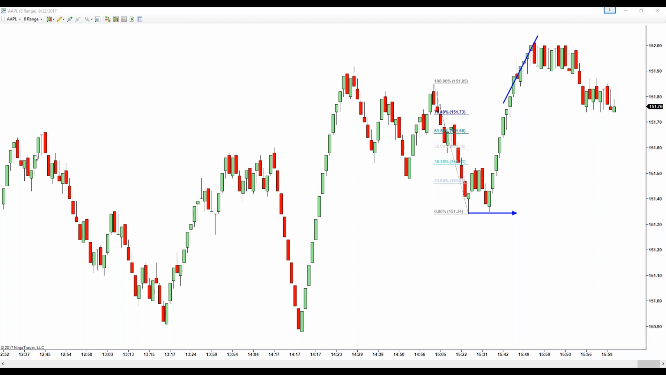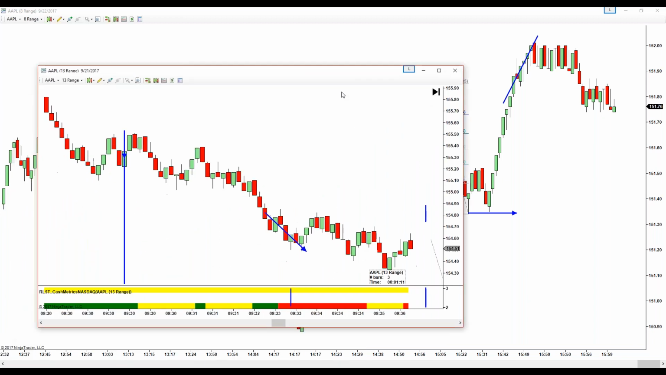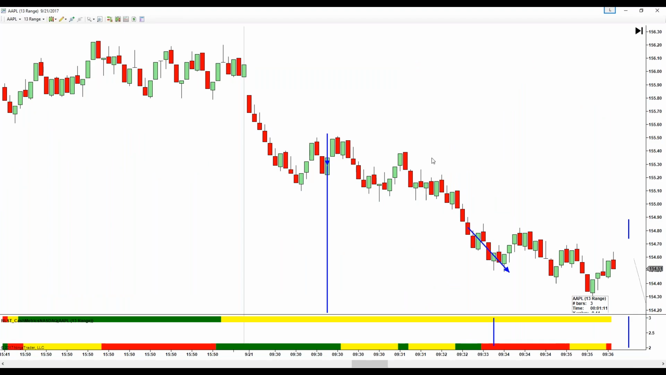Now let's take a look at the indicator called the cash metrics indicator. This is being sent to you who are in the webinar, and I want to show you its value. Now this is it right here. It evaluates 16 internal cash metrics on the market that you're looking at. Now here's a 13-range Apple chart. It's the same instrument we were looking at with the other indicators. And it's the cash metrics indicator for the NASDAQ.